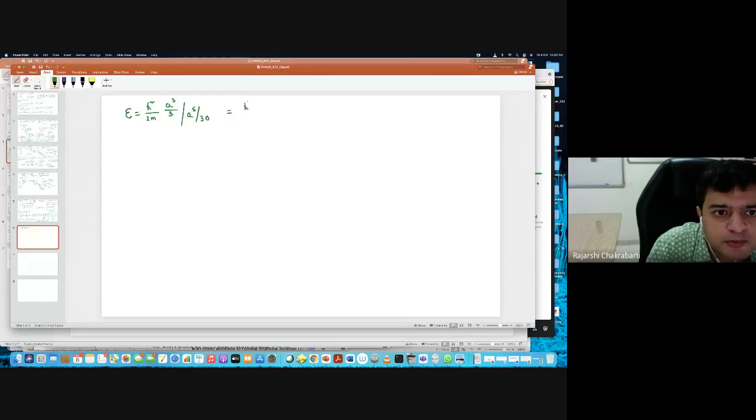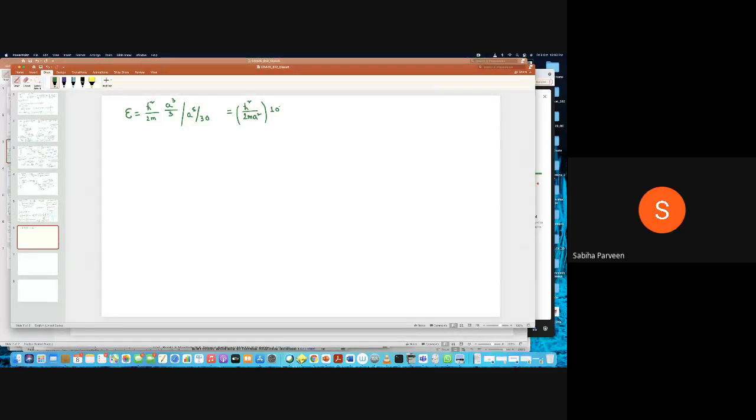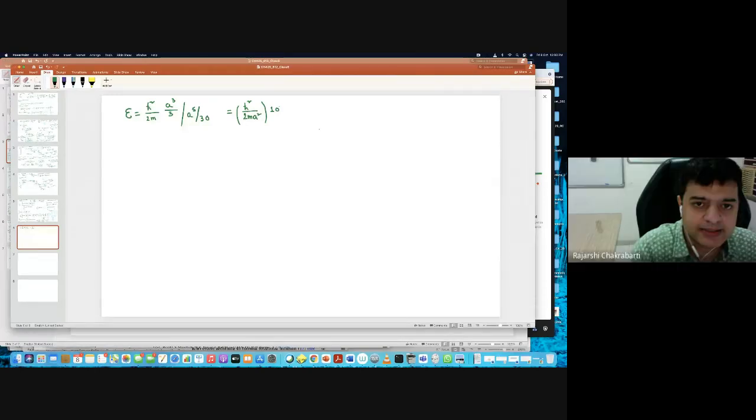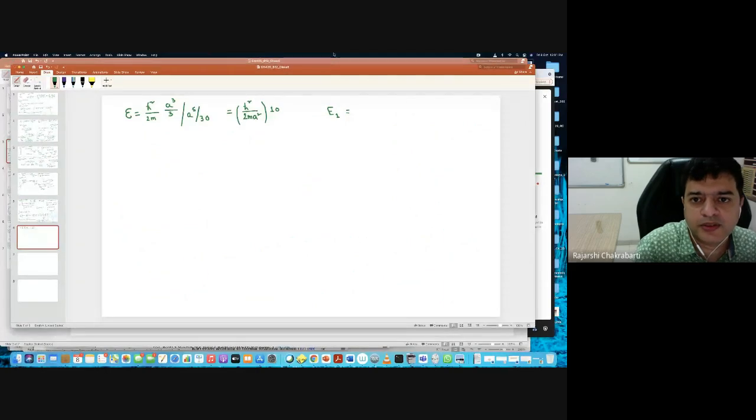H cross square by, say, twice M square. This is fine. Into what factor? Factor of 10, I think, no? Just check. Is it correct or not? And now what was E1, the ground state energy? I had written here. It was H cross square.